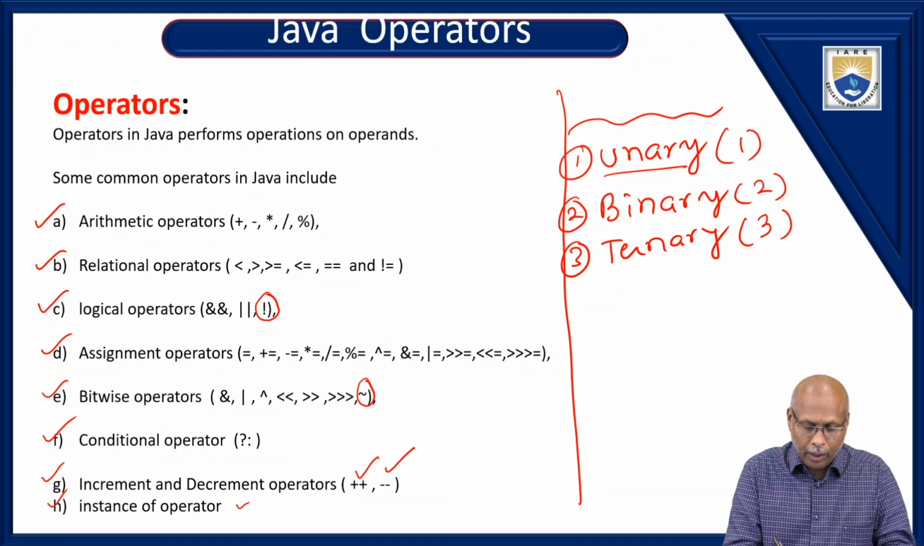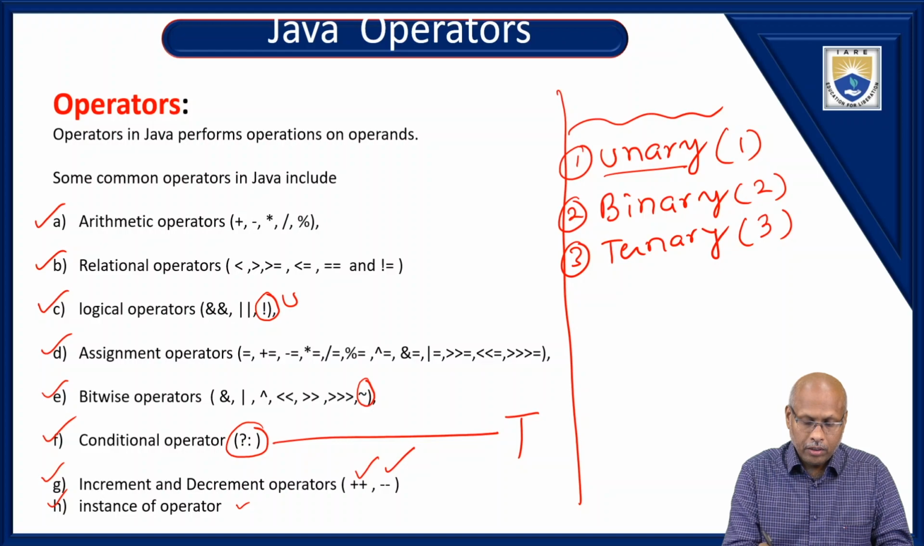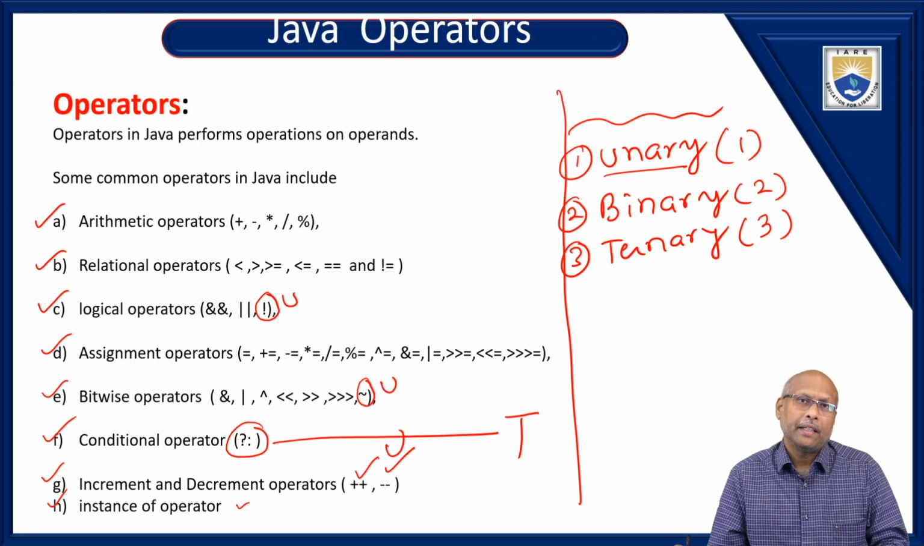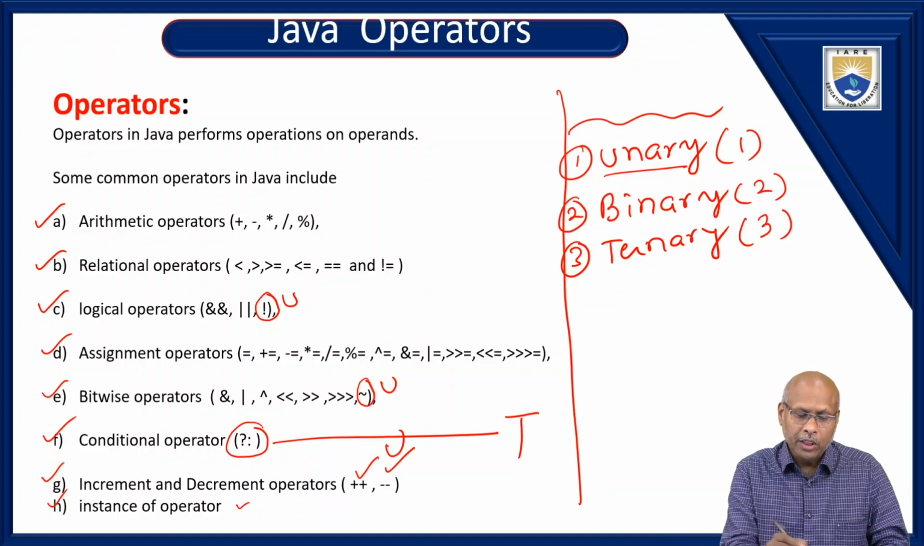And the conditional operator is ternary. And these are all unary. And the remaining are binary. So in your program, you may use unary operator or binary operator or ternary operator also. Now, we'll write a program to use these operators.